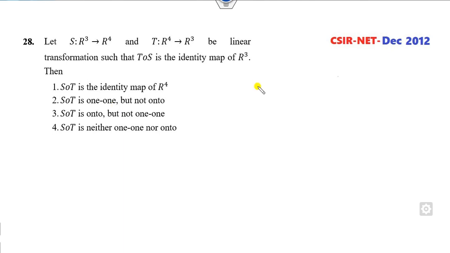Okay, look at that. What is that? S and T are the mappings such that T circle S is the identity mapping. So clearly this is R cube to R cube. Then what is S circle T? So you have to apply R4 to R4. Firstly you have to apply the T to this.